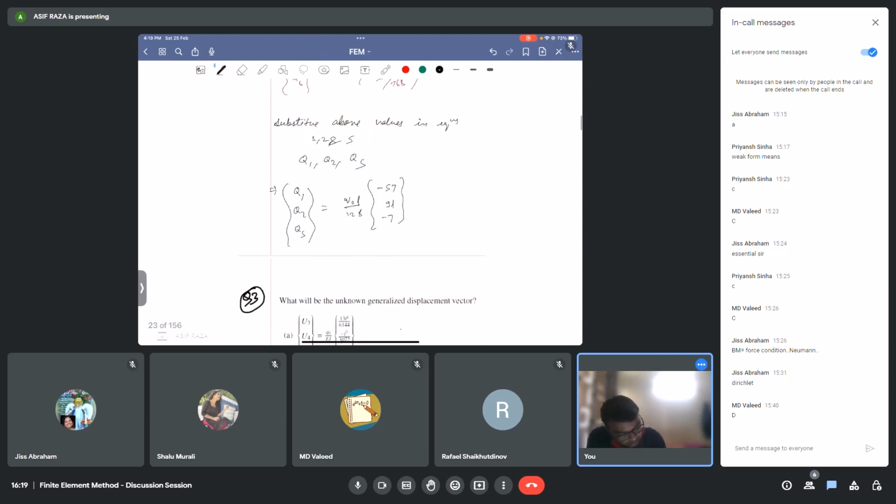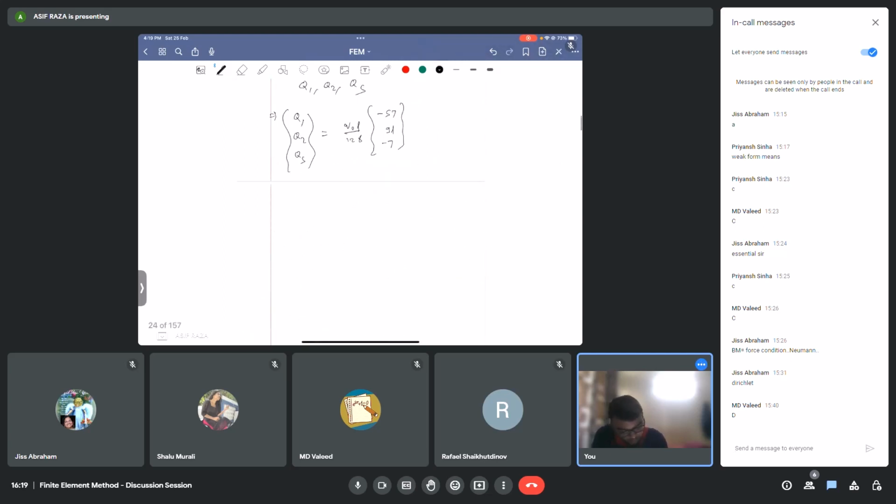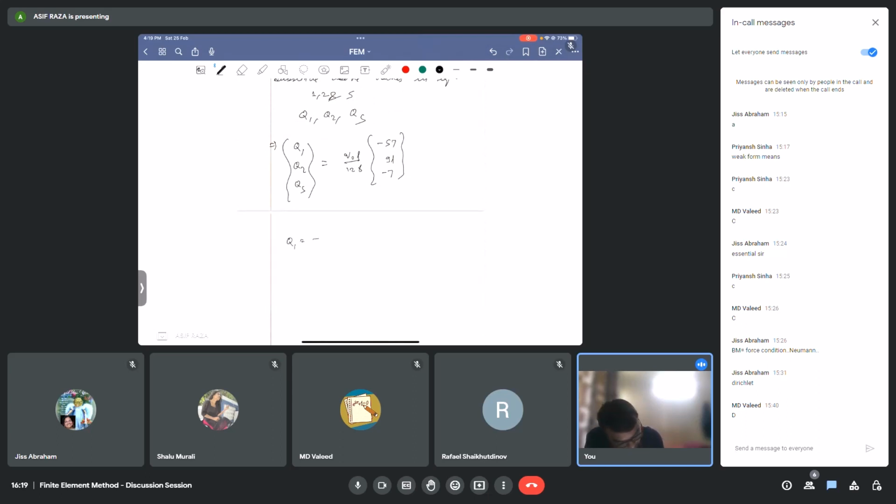So this tells that q1 is equal to minus 57 q naught L by 128. q2 is 9 q naught L square by 128, and q5 is minus 7 q naught L by 128.